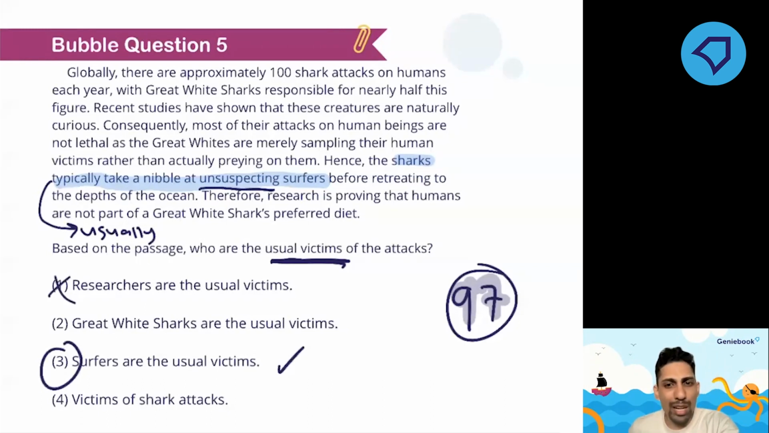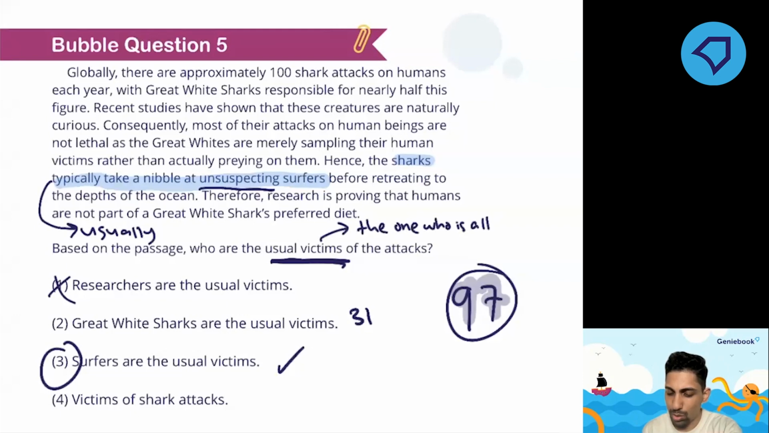Number two, great white sharks are the usual victims. Somehow 31 people picked this. A victim is the one who is attacked, or who is a victim of a crime, the one who gets preyed upon. Okay? So, who are the usual victims of shark attacks? Sharks are the victims of shark attacks. Okay, that's nonsense. I don't know why 31 people thought that. Number four. Who are the usual victims of shark attacks? Victims of shark attacks. Well done.